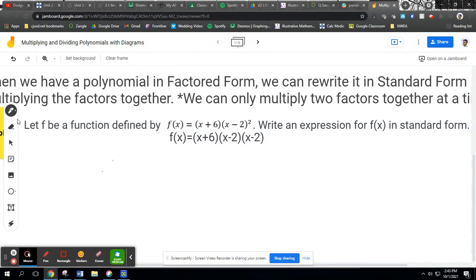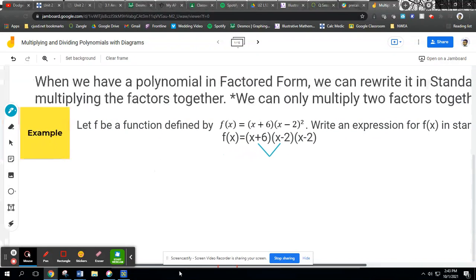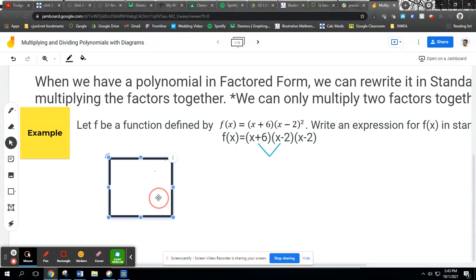All right, and now we can multiply two factors together. Doesn't matter which two we do first. I could do x plus 6 and x minus 2. I could do x minus 2 and x minus 2. Your choice. I'm going to do these two factors together first. To do this, we've learned how to use diagrams in the past. These diagrams I've called area models. You might have seen them before. You might have heard them called something different.